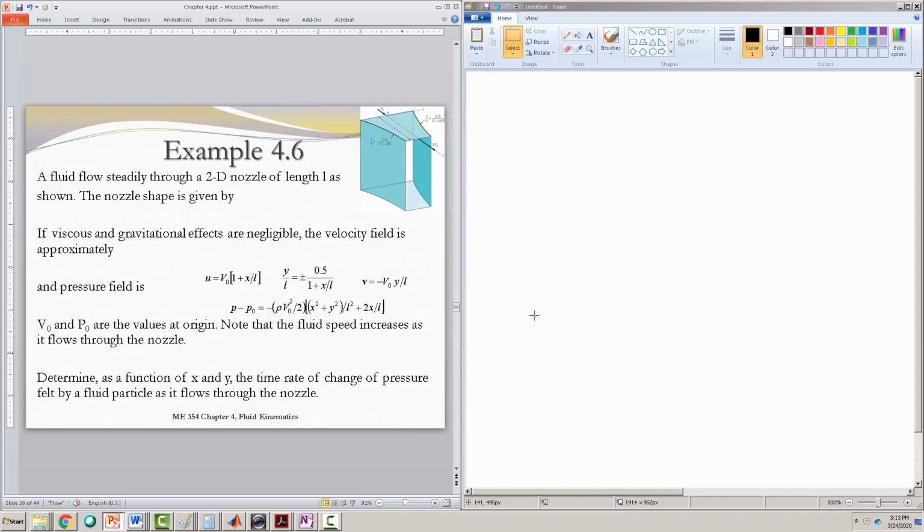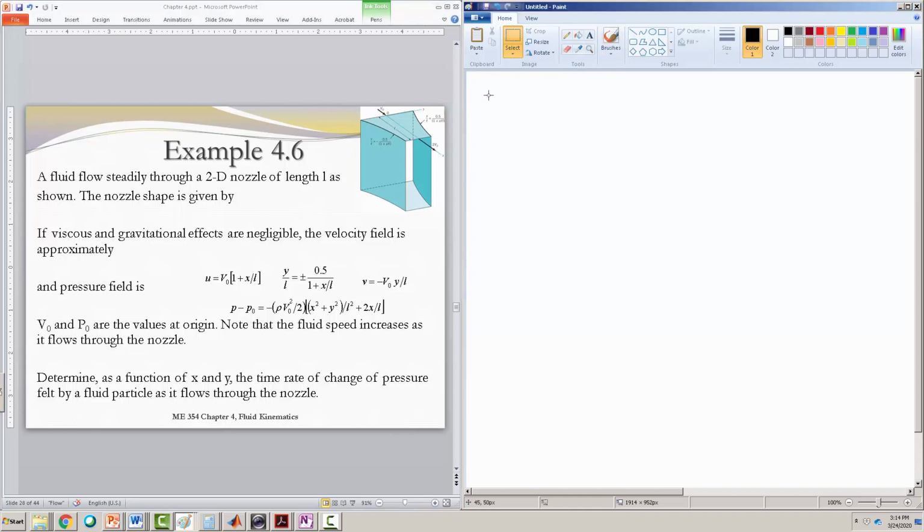The values of V0 and P0 are values at the origin of the nozzle, which also indicates that the fluid speeds up as it goes through the nozzle. We need to determine, as a function of x and y, the time rate of change of pressure felt by the particle as it goes through the nozzle. Okay, so let's start by writing the information that we have.